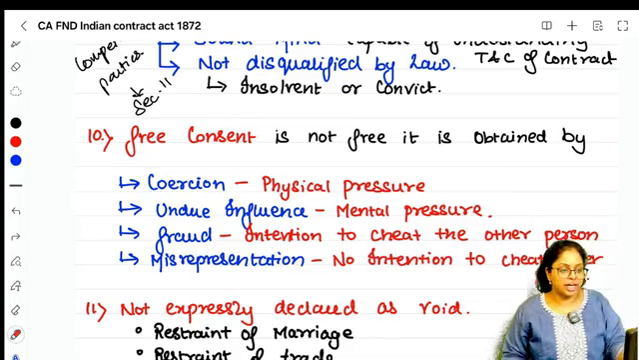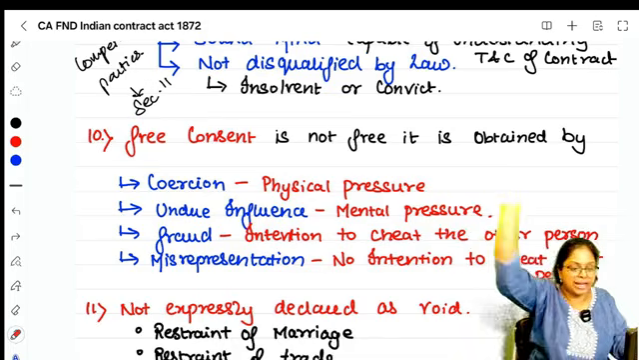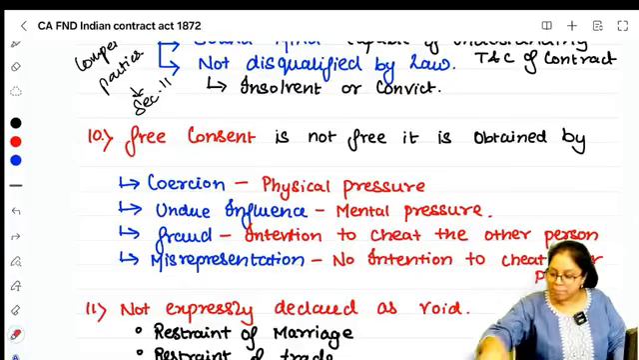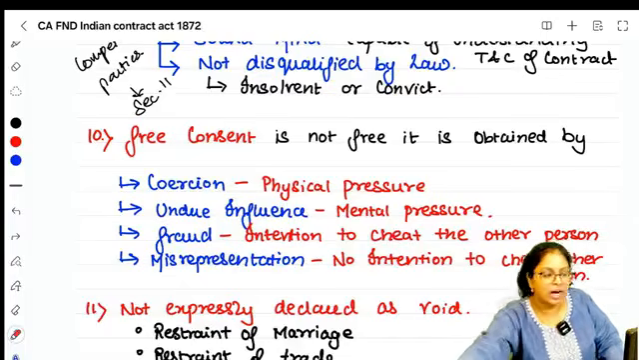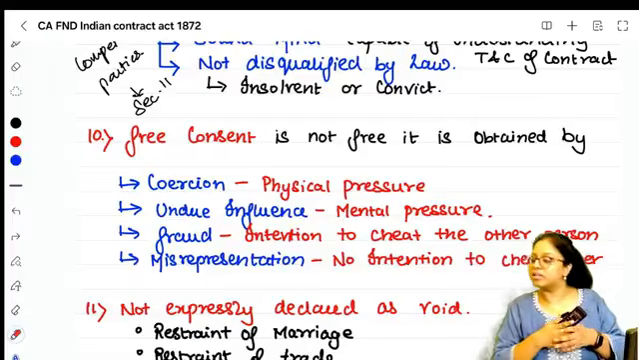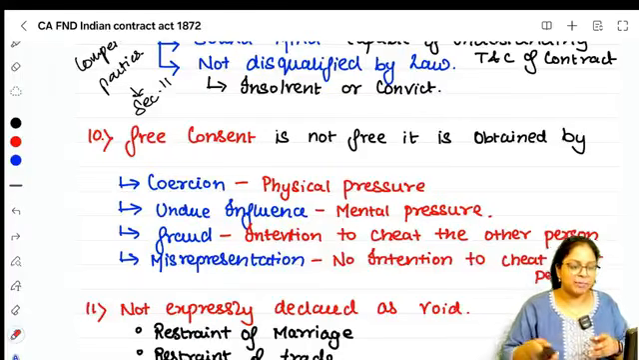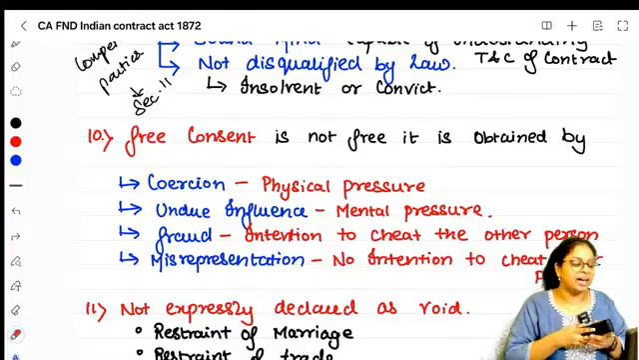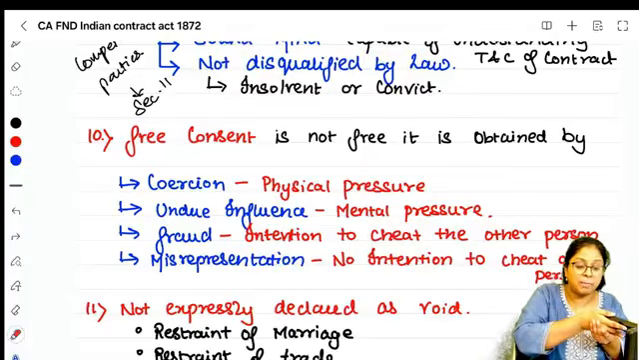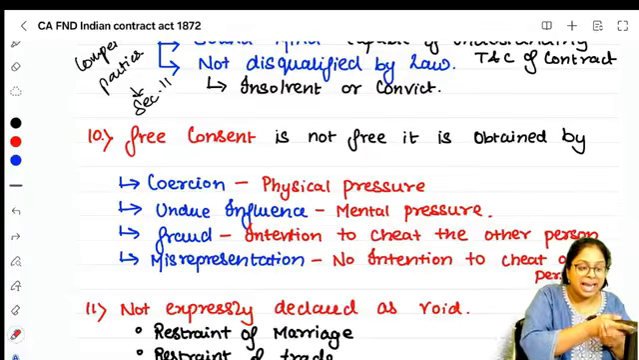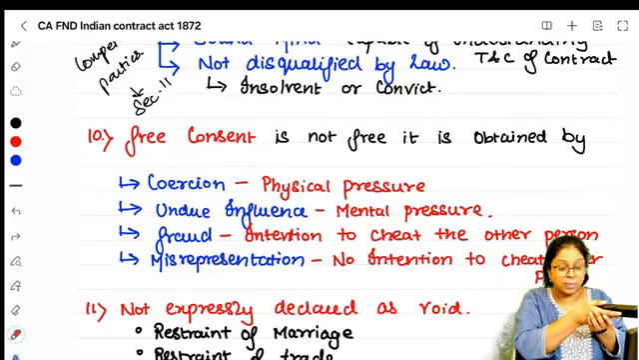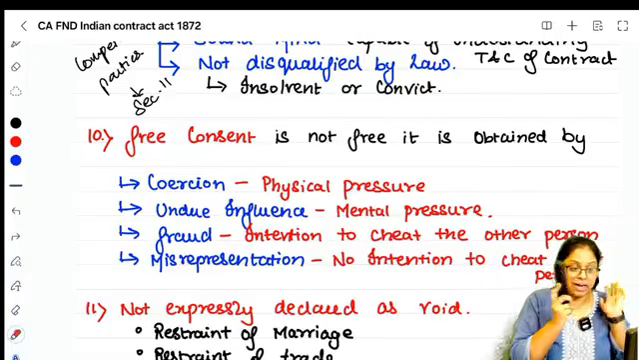What do you mean by coercion? We learn in detail in unit number 3, but coercion means putting physical pressure. I'm putting this Rahul under gunpoint and telling him, hey listen, transfer this particular house in my name, otherwise I'll press the trigger.